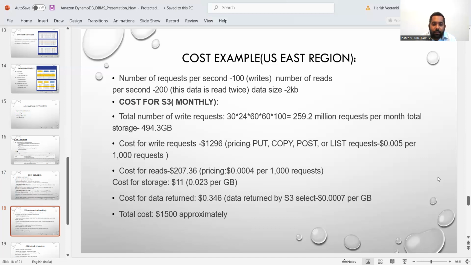The cost for write requests is going to be $1,296, and the cost for reads is going to be $207.36, and the pricing is $0.004 per 1000 requests. The cost for storage is going to be $11, at $0.023 per GB. The cost for data returned is going to be $0.34, and data written by S3 results in $0.007 per GB, and the total cost is going to be approximately $1,500.